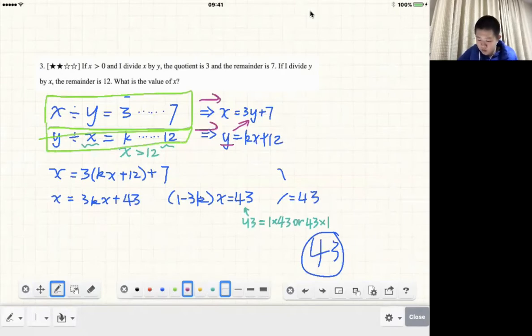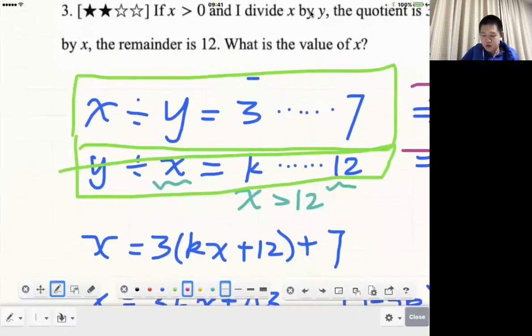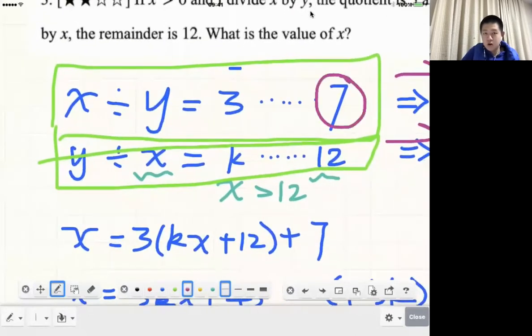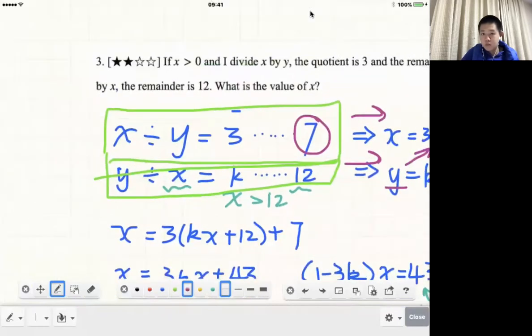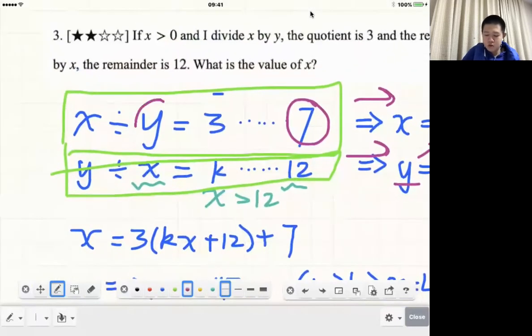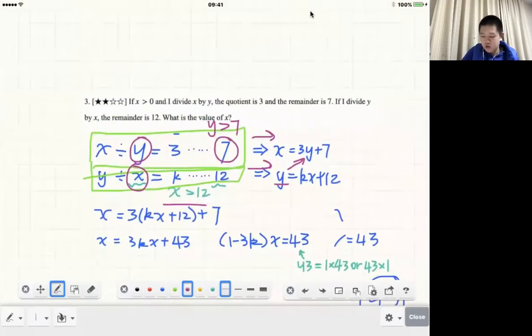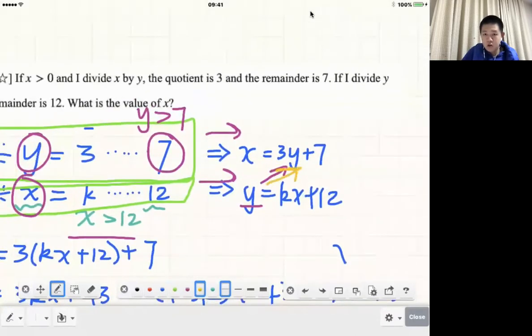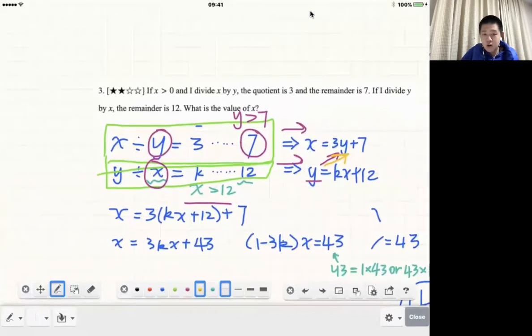When you're having all of them there, you need to remember one thing: the remainder should not be greater than the divisor. So that means y is greater than 7, and x is greater than 12. When you are going down, you just need to plug this y into the upper function, which gives you x equals 3 times parenthesis kx plus 12 parenthesis ends plus 7, which when you expand this part, you will get x equals 3kx plus 43.